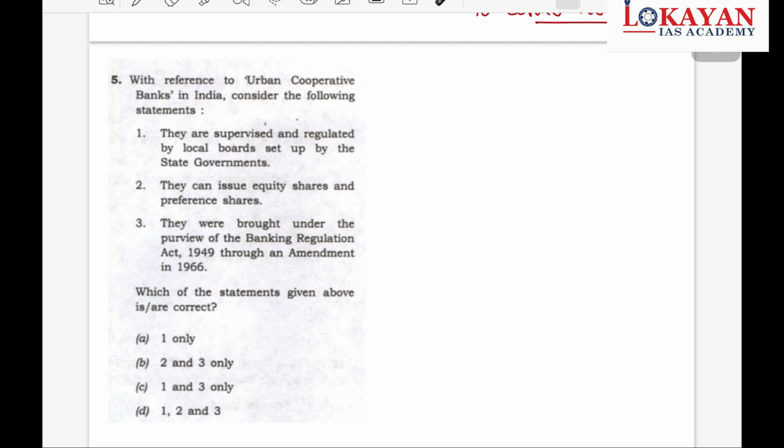Okay, so now read the first statement, that they are supervised and regulated by the state government. So you must be aware of recent news. In 2020, the Banking Regulation Act was amended. Banking Regulation Act Amendment 2020.